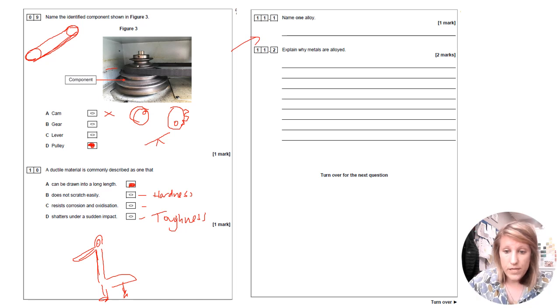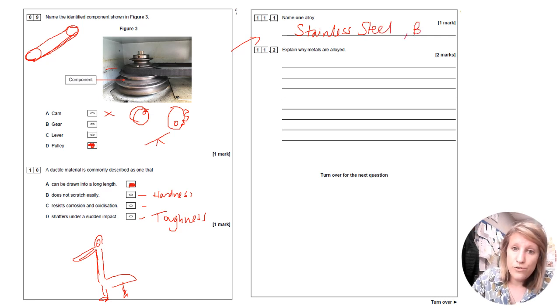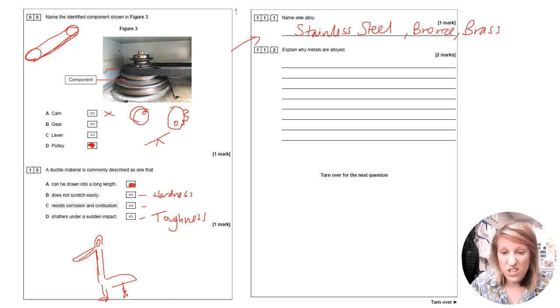Right, here we go. This one's relatively easy, but if you don't have an example in mind, you could struggle with it. Name an alloy. My favourite one to always go for is stainless steel. You could also do bronze. You could do brass. Those are 2 ones that you could do, but stainless steel is a really good one.